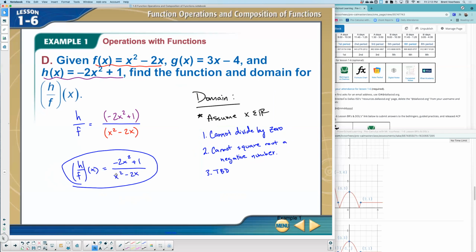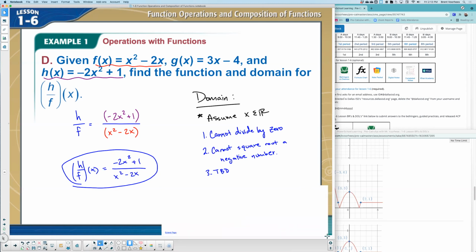Can't divide by 0. This time we had this division. So to solve for our domain, I should have put that a little bit higher, but too late now. I'm just going to clear a little bit more white space so you can have a number line as well. The domain here, I'm going to do a number line and say, okay, we know we cannot divide by 0.